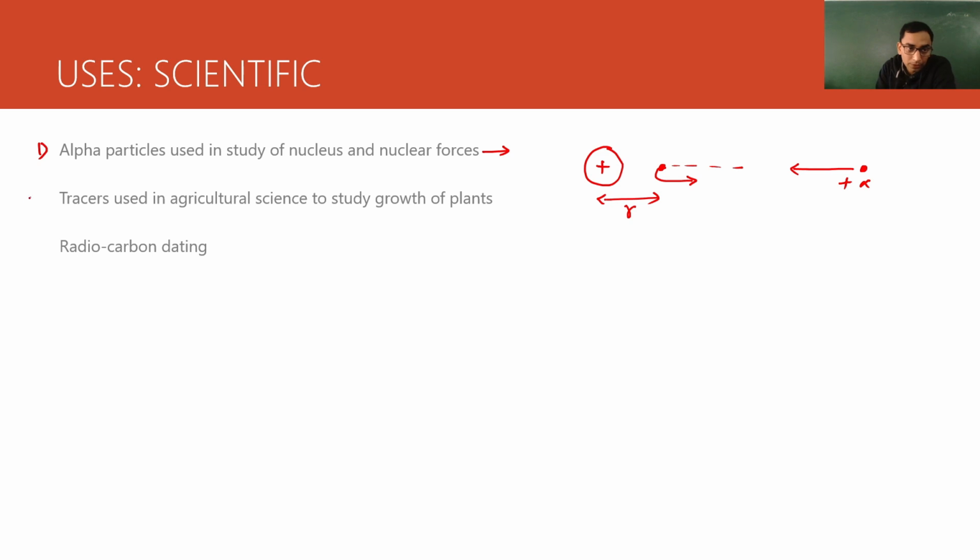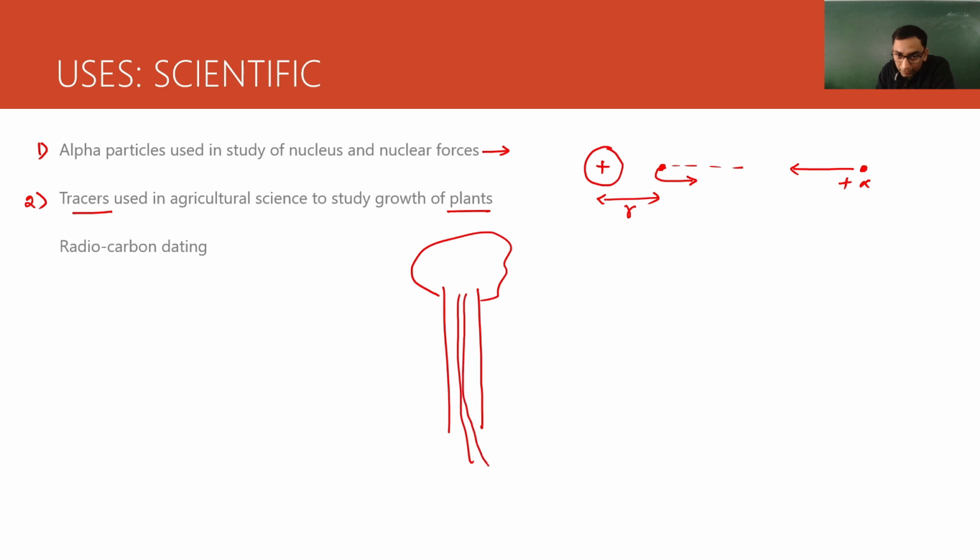Then again, we are using this as a tracer in the study of plant growth. Suppose this is a plant and it has xylem tubes inside it, and these xylem tubes are connected with the roots, and the roots absorb water. So basically the water moves in the upward direction. We inject radioactive potassium, an isotope of potassium, and along with the water it keeps on moving upwards.